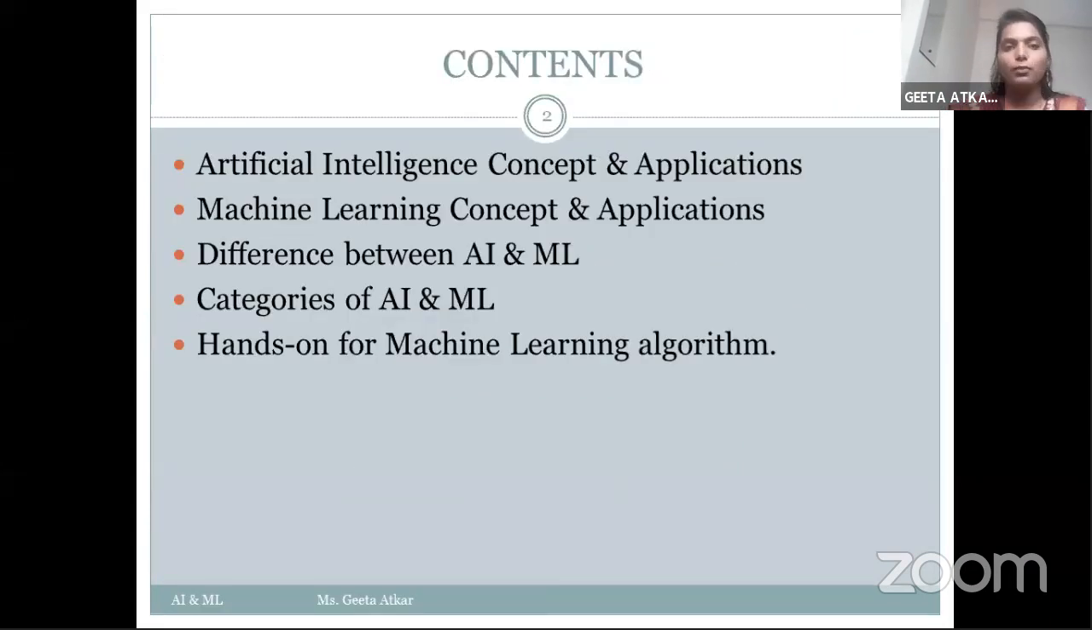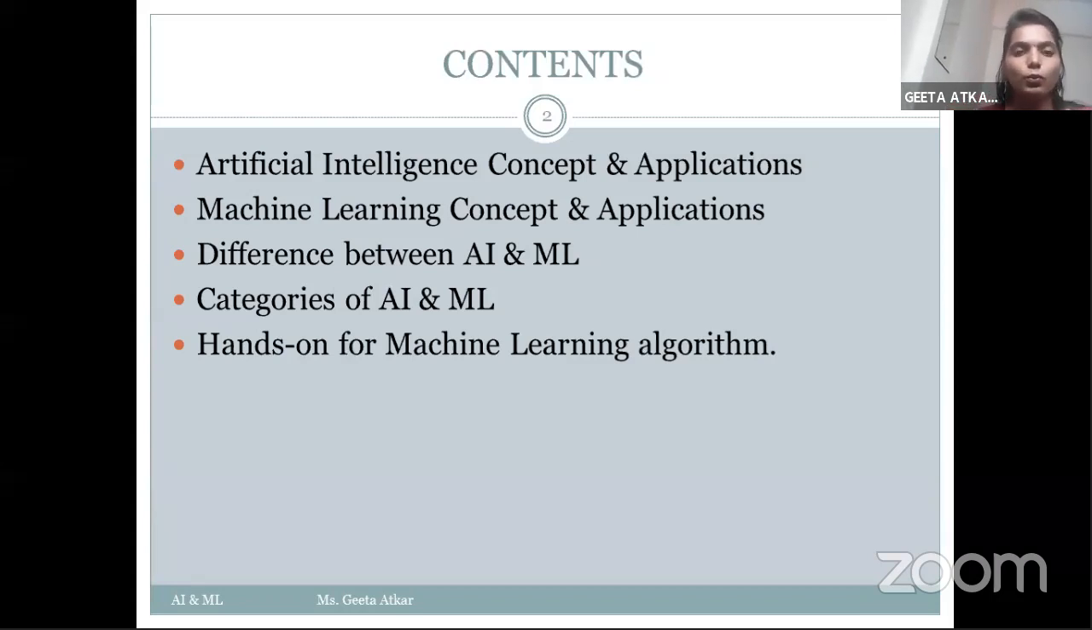Most of the time, people are unable to understand the difference between artificial intelligence and machine learning, because machine learning is one of the sub-branches of artificial intelligence, but people are unaware of the difference. So I would like to cover the basic concepts regarding artificial intelligence, how it is important, and what are the real-time applications for artificial intelligence. Regarding machine learning, what is the basic concept, and what are the current applications we are using for machine learning.